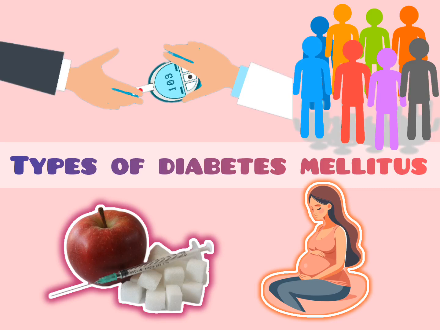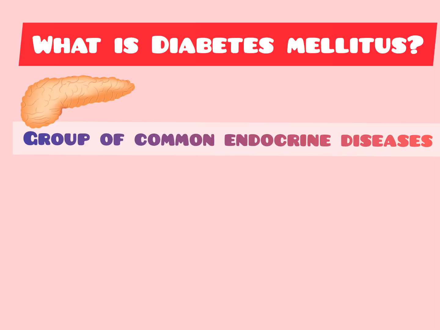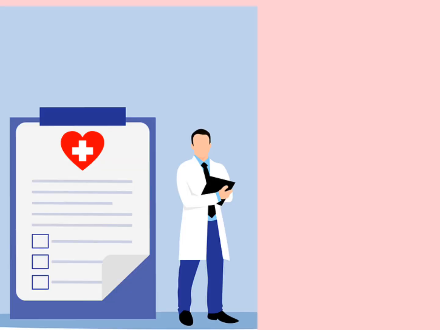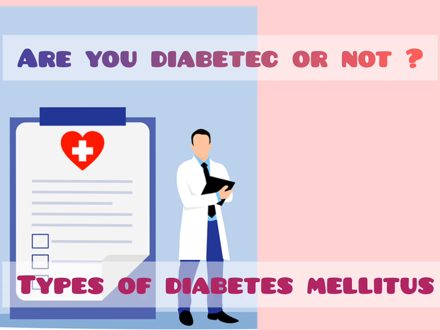Let's see types of diabetes mellitus. What is diabetes mellitus? It's a group of common endocrine diseases characterized by sustained high blood sugar levels, hyperglycemia. If you are a nurse or nursing student, definitely you have to ask in the patient history, are you diabetic or not? So, all of us must know what are the types of diabetes mellitus.